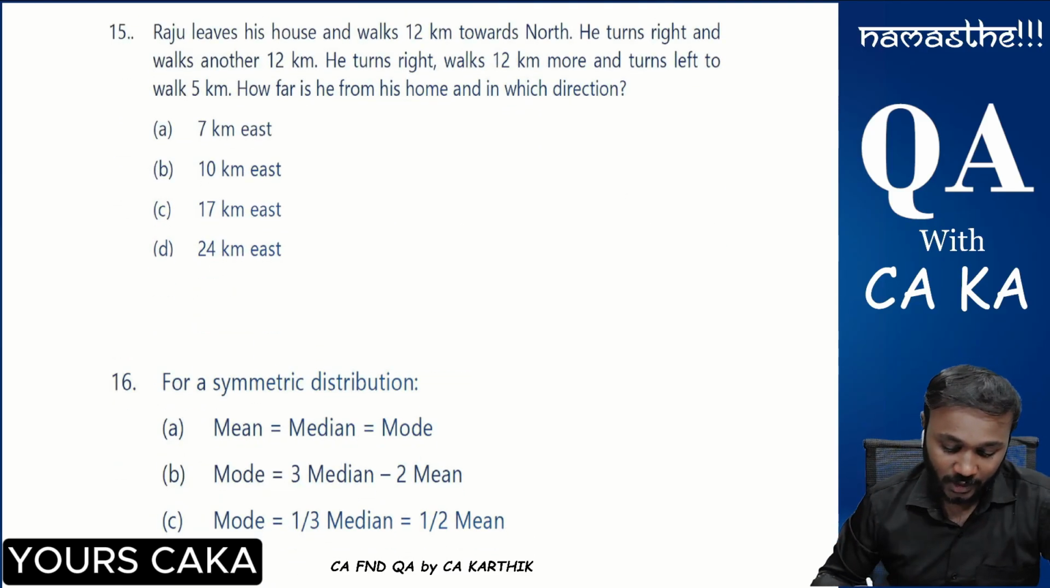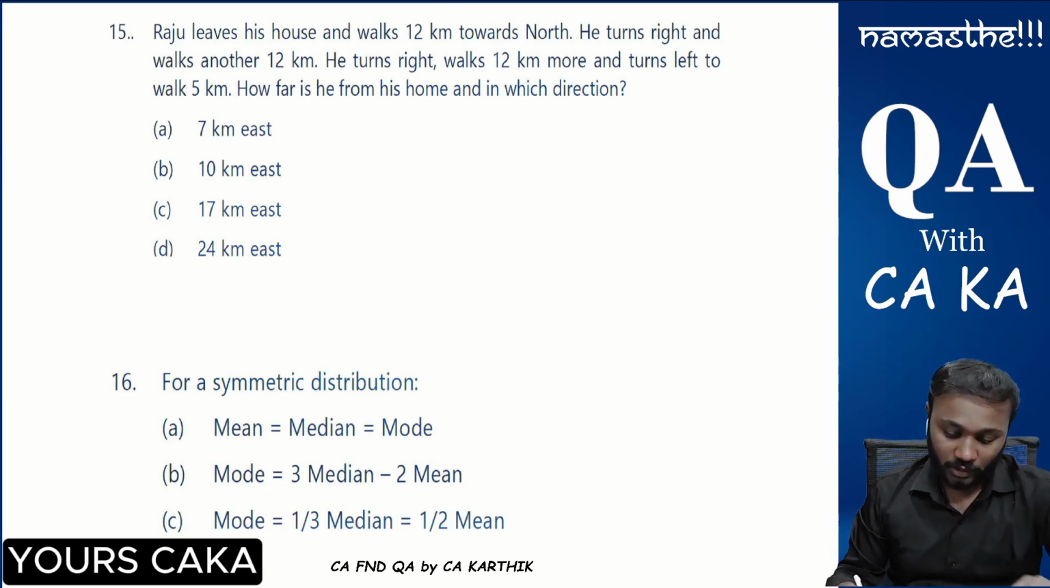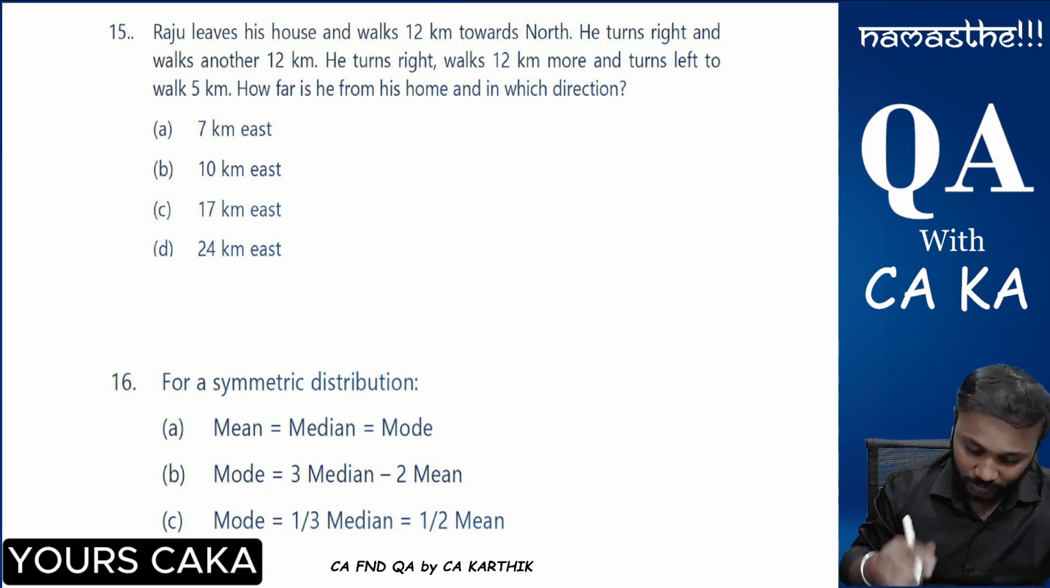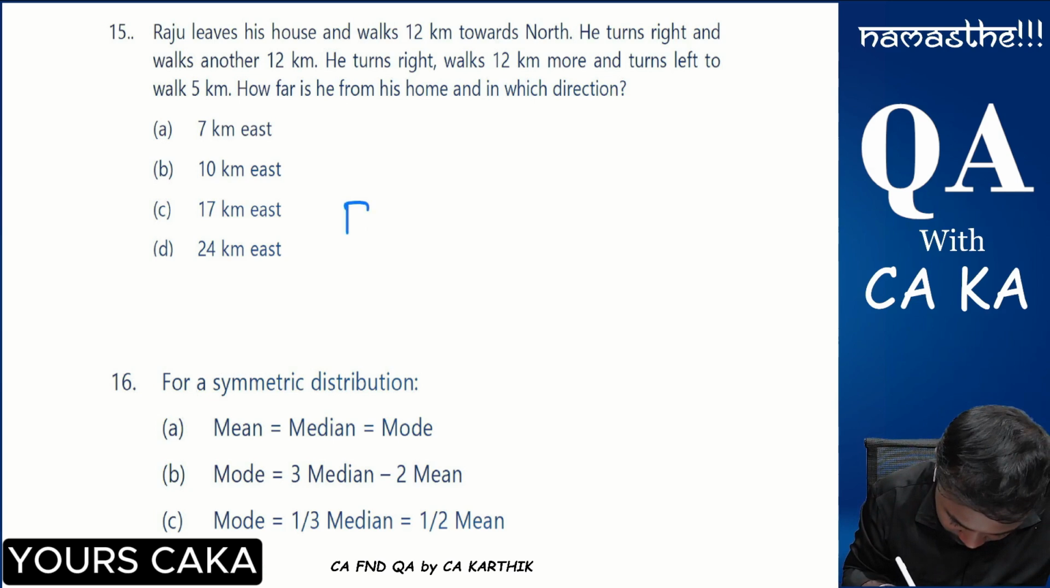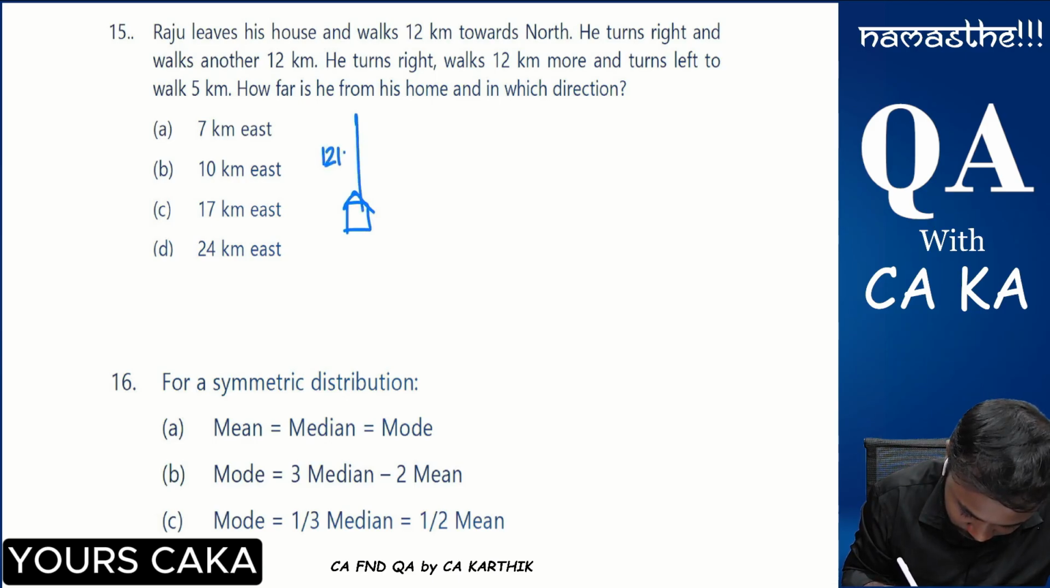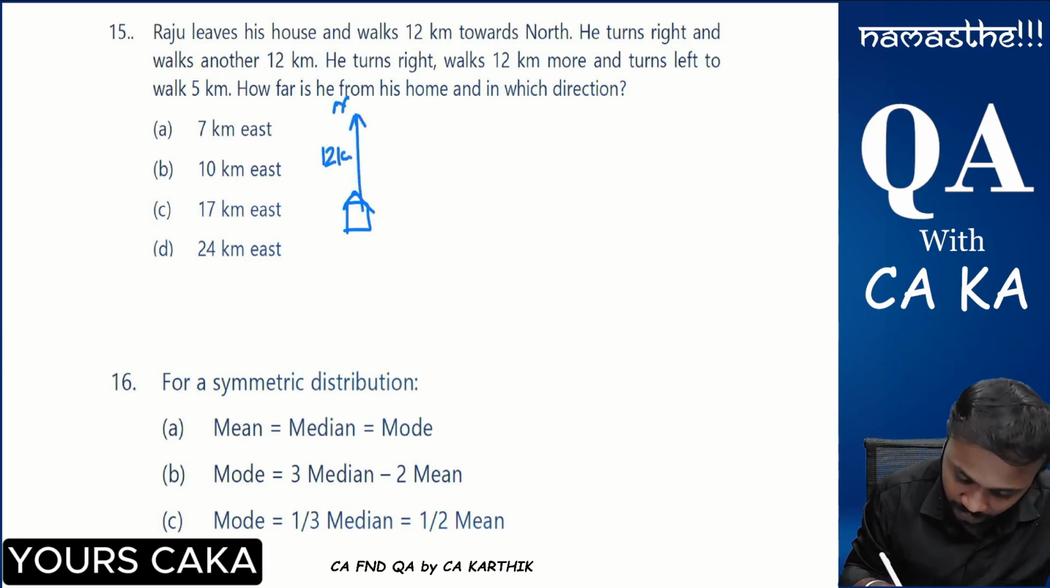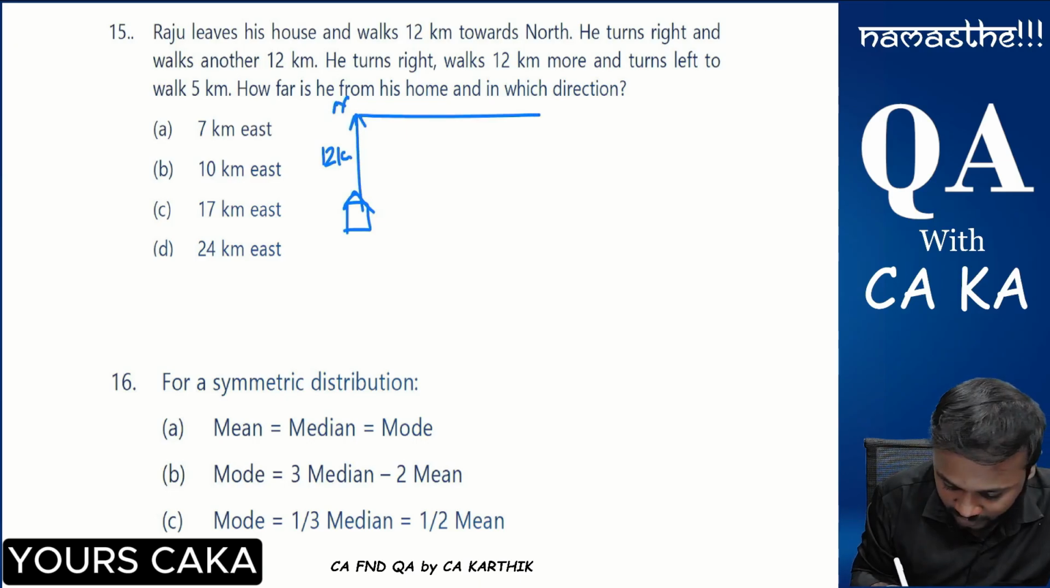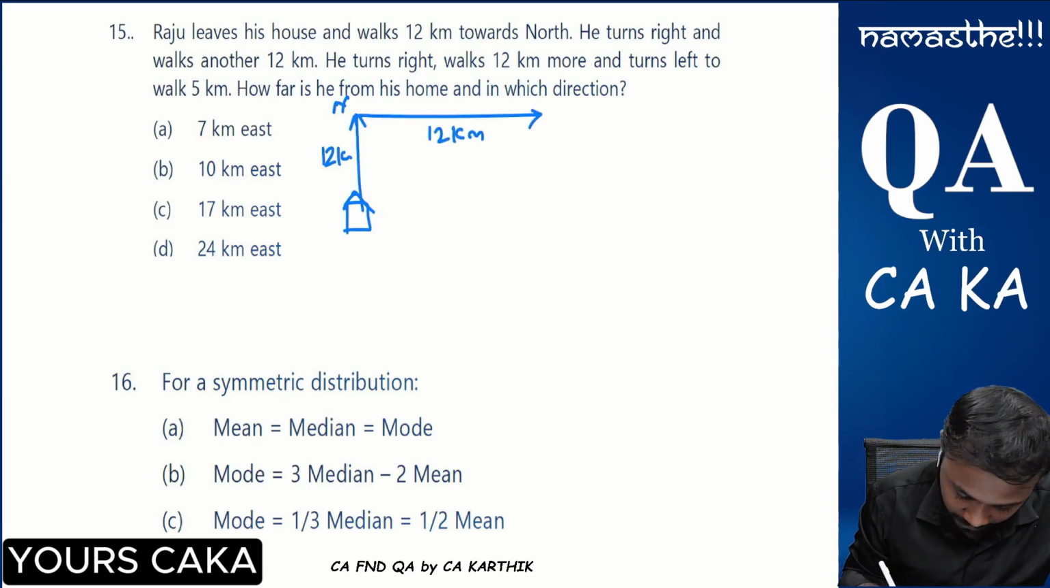Now, 15th question. Raju leaves his house and walks 12 kilometers towards north. He turns right and walks another 12 kilometers. He turns right. Let's solve this in both the methods. First method, there is a house. Walks towards north, so this is north. He turns right, so right is towards east, and walks 12 kilometers. Again, he turns right and walks 12 kilometers.